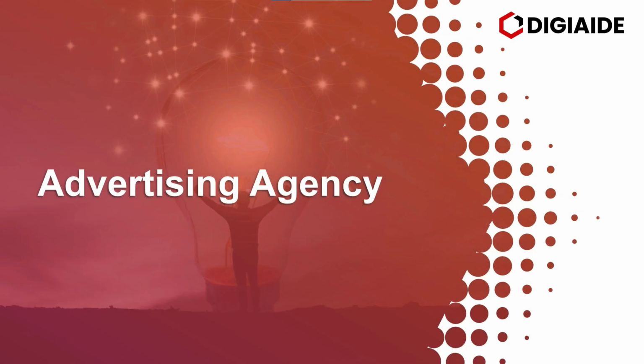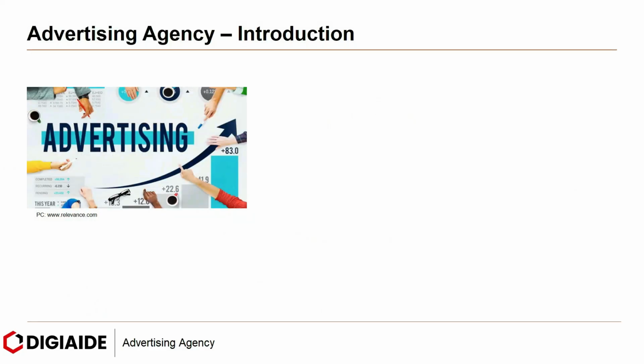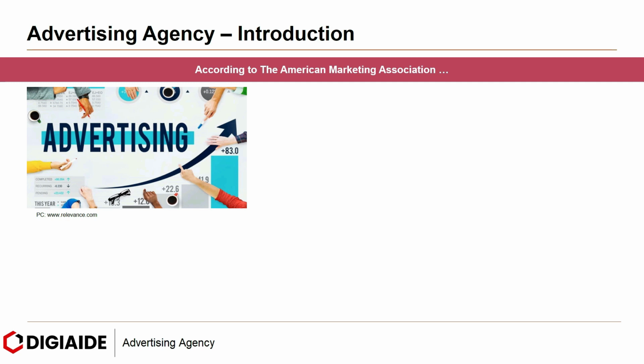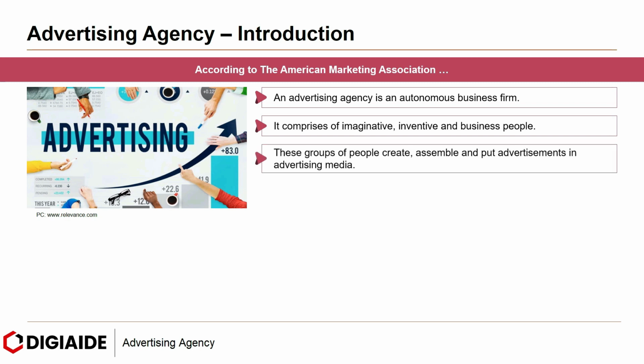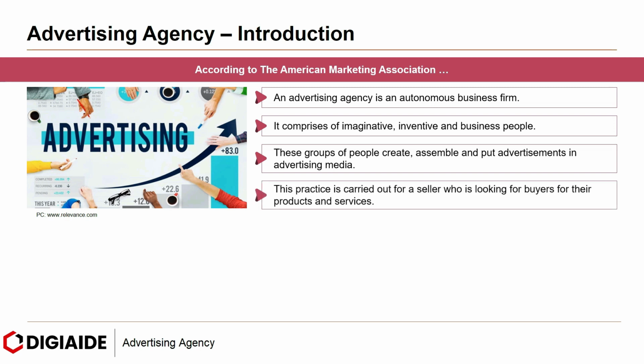In this video, we are going to cover the topic of advertising agency. Let's start with the introduction. According to the American Marketing Association, an advertising agency is an autonomous business firm comprised of imaginative, inventive and business people. This group of people create, assemble and place advertisements in advertising media. This practice is carried out for a seller who is looking for buyers for their products and services.